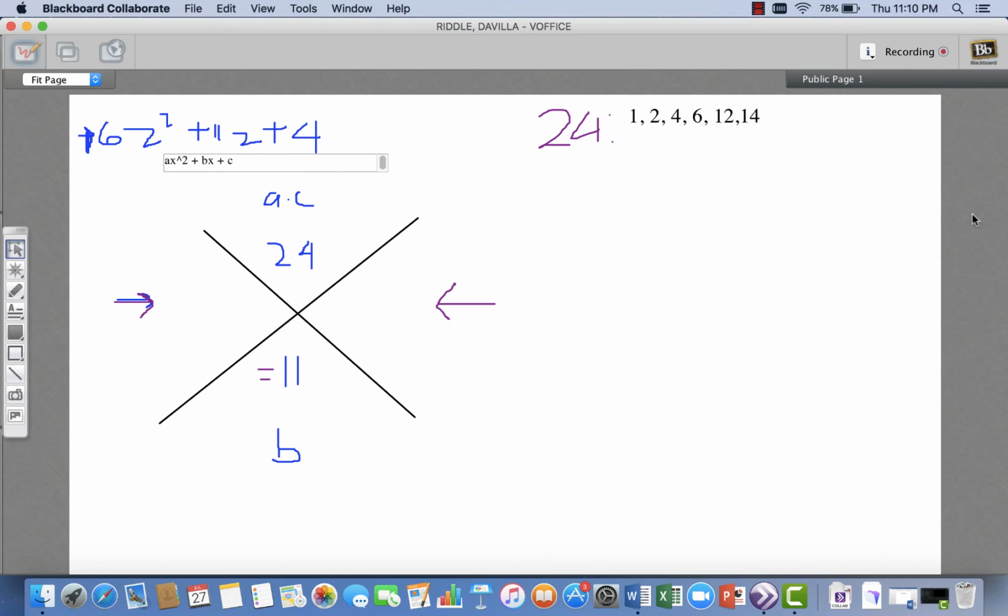But I know I forgot something. I forgot the 3 and 8. So I'll just go back and put it here. 3 and also 8 goes here, right? Okay, so among all the factors of 24, do you guys see anything that if you were to add them up together, it would equal 11?